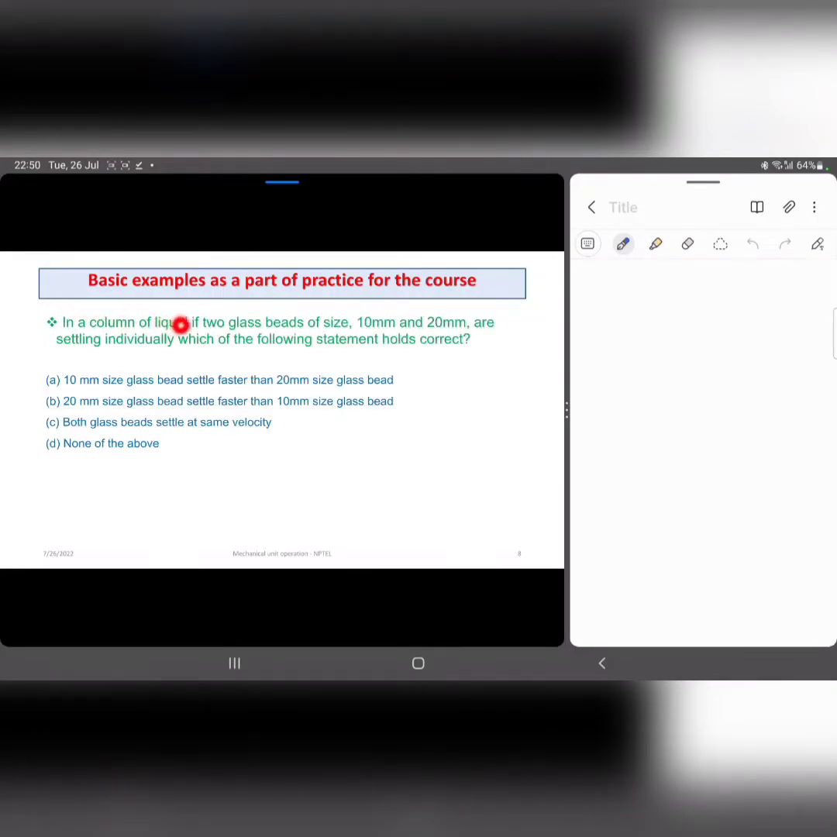In a column of liquid, if two glass beads of size 10 mm and 20 mm are settling individually, which of the following statements holds correct? As you can understand, it mentions a column. As you can see, there is one column like this, and in it one 10 mm particle and one 20 mm particle are there. Both are freely settling. Settling means you drop them freely, and according to the mass of the particle and the different forces acting on it, it will settle down at the bottom.